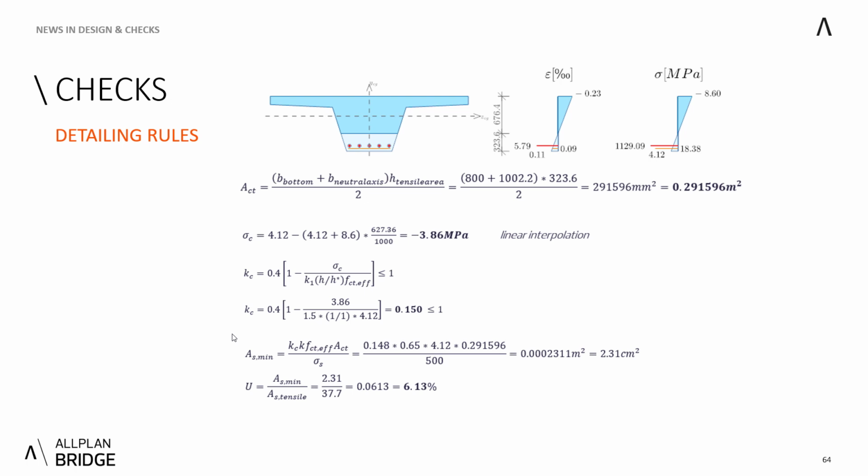And also we need to explain that there is this linear interpolation, because we need the stress at the center of gravity, I believe, which is minus 3.86 megapascals at the center of gravity. And this is the value that is used then in Kc, which is the coefficient taking into account the stress distribution within the section immediately prior to cracking. Therefore, we are at this cracking moment of 4.12.